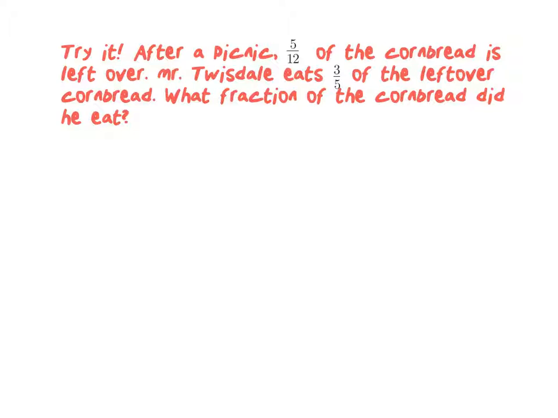This is a try it story problem. After a picnic, 5/12 of the cornbread is left over. Mr. Twisdale eats 3/5 of the leftover cornbread. What fraction of the cornbread did he eat? Okay, so what I need to do, remember that word of right here, of the cornbread, and of the leftover cornbread, it means multiply. So I have 5/12 multiplied by 3/5 of the cornbread.